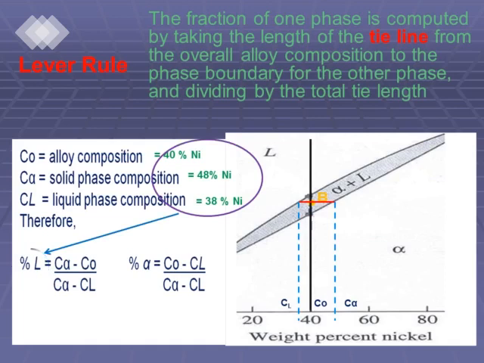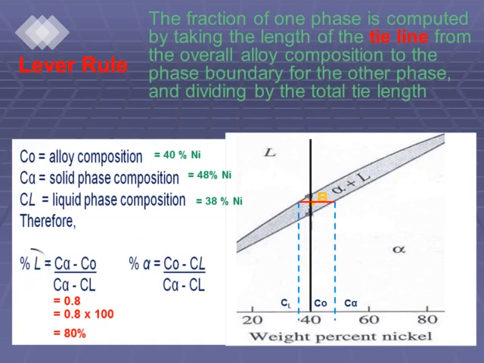We then include these values into the equation, and we get 80% liquid present in the alloy composition at point B. Since 80% of the alloy at point B is liquid, then the remaining 20% of the alloy is solid. Now let us tabulate all this information in a table.